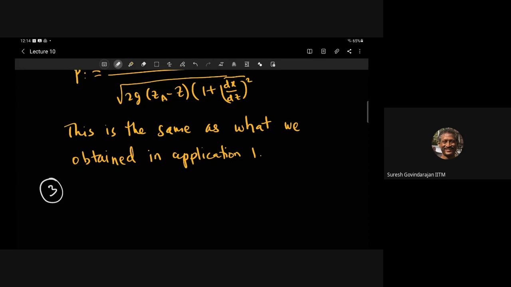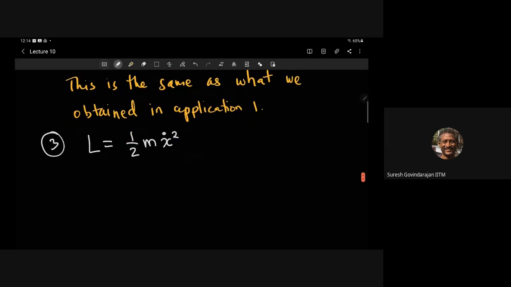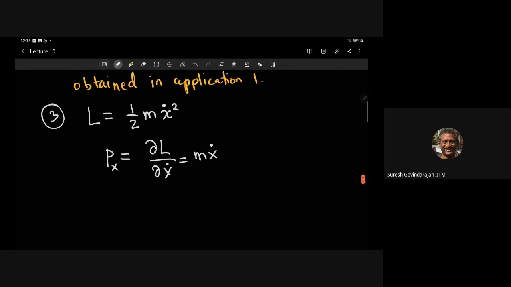So the third example is extremely trivial. We'll go back to classical mechanics: L equal to half m x dot square. This should have been my application one, but I should do this later. Now the Lagrangian is independent of x. So the canonically conjugate momentum, let's put a subscript here. Here is an example where what we call linear momentum comes out from this general formulation. This is the standard result.